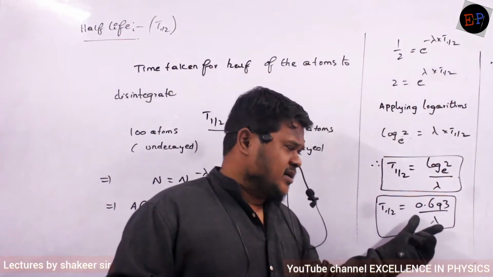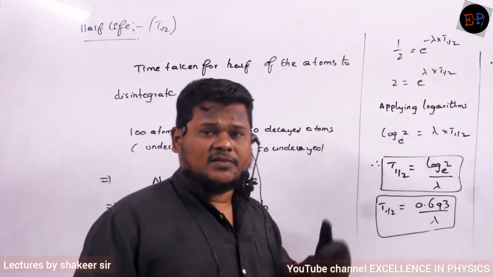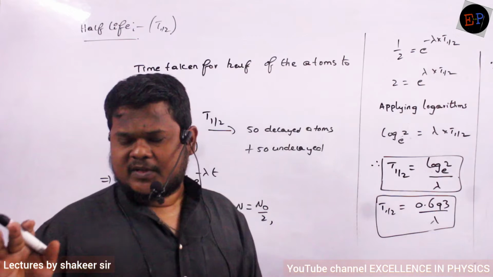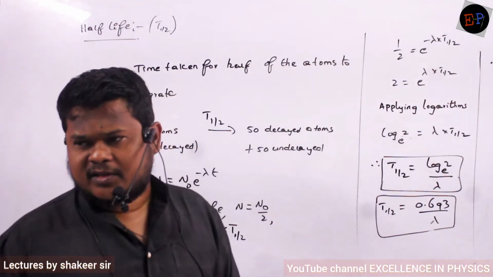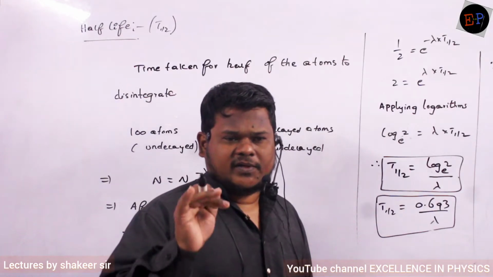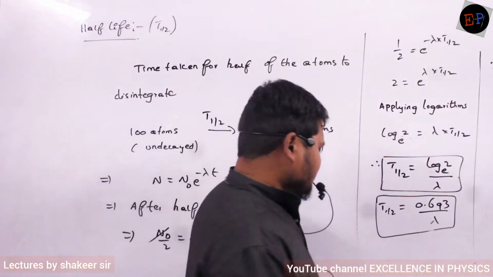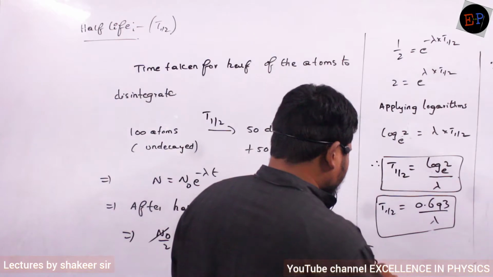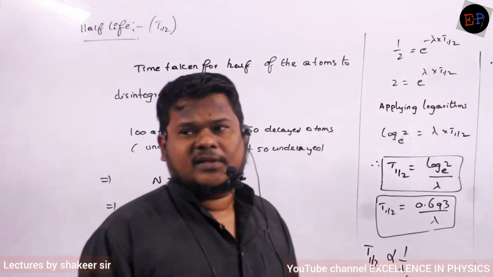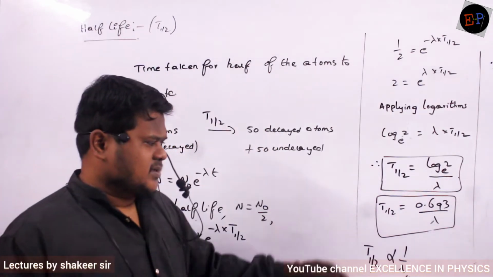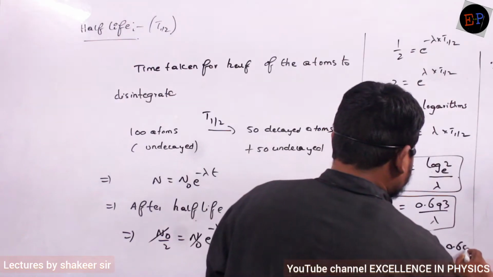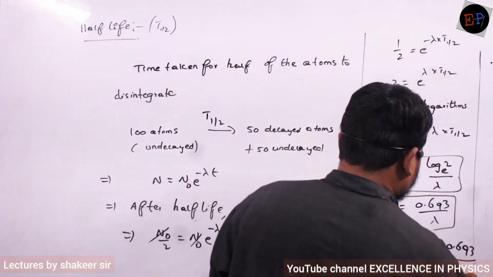Understood, no? If decay constant is greater, half-life will be lesser. If decay constant is greater, what is the meaning? For the available number of atoms, more atoms are disintegrating. That is called decay constant, no? Clear? All the definitions you should remember very carefully. So therefore I can write half-life is inversely proportional to lambda. That is, if lambda increases, half-life decreases. So this is the equation. And similarly, from the same equation, you can write lambda is equal to 0.693 divided by t half. You can write like this also.